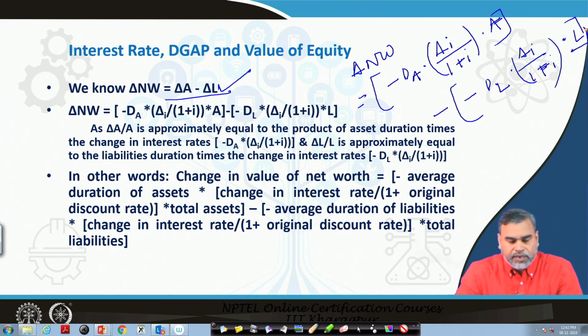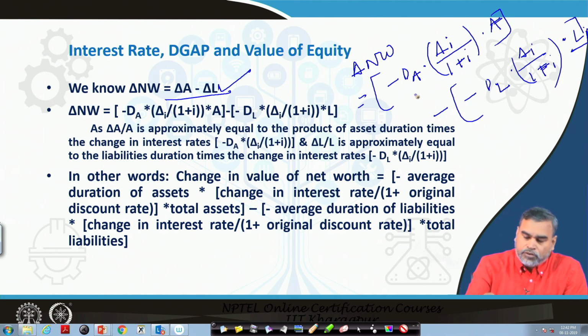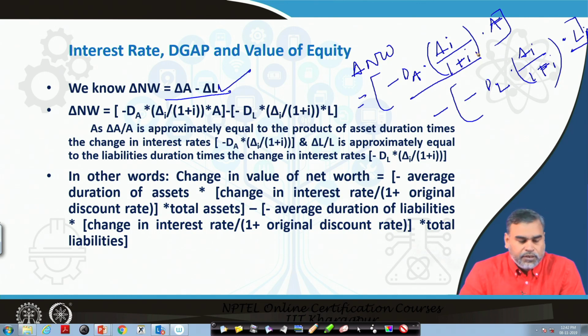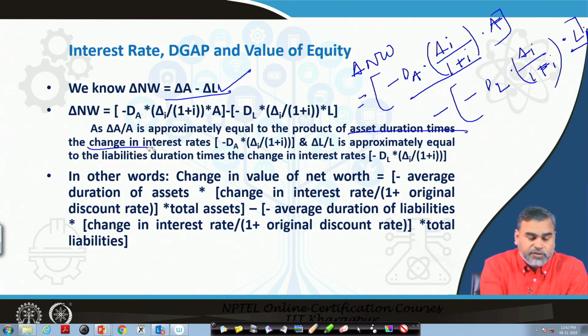So, this is basically the difference, and why we are talking about this: minus dA into delta I by 1 plus I, because already you know the duration is nothing but the change in the value of this particular asset with respect to that particular change in the interest rate. Here we are aggregating that particular thing. So your delta A by A, which is the change in the assets to the total assets, is nothing but the product of the asset duration times the change in the interest rate.